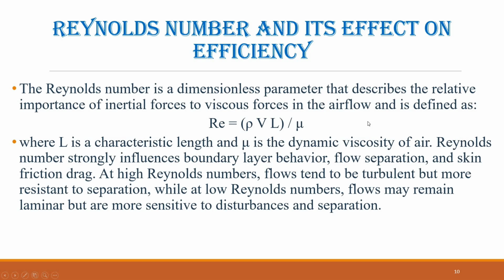Reynolds number strongly influences boundary layer behavior, flow separation, and skin friction drag. At high Reynolds numbers, flows tend to be turbulent but more resistant to separation, while at low Reynolds numbers, flows may remain laminar but are more sensitive to disturbances and separation. Aerodynamic efficiency can change significantly with Reynolds number, which is why small-scale vehicles, such as drones, face different aerodynamic challenges compared to large aircraft.